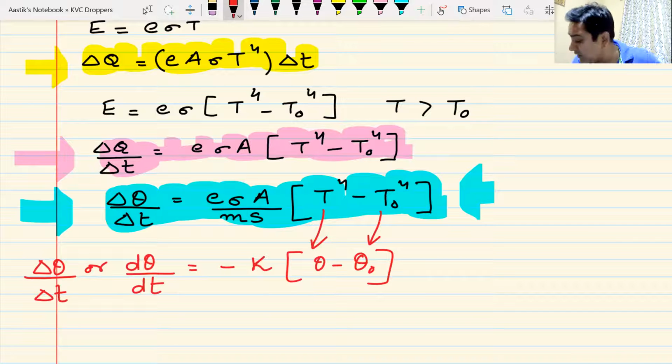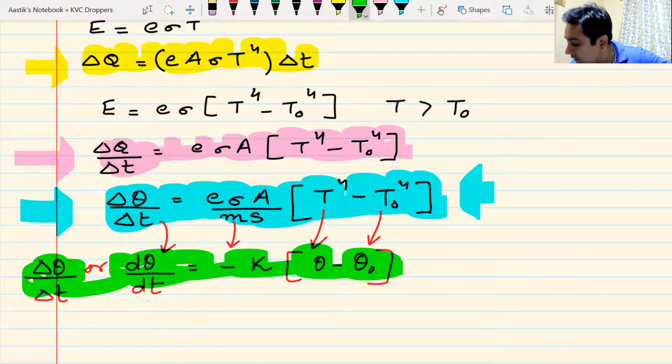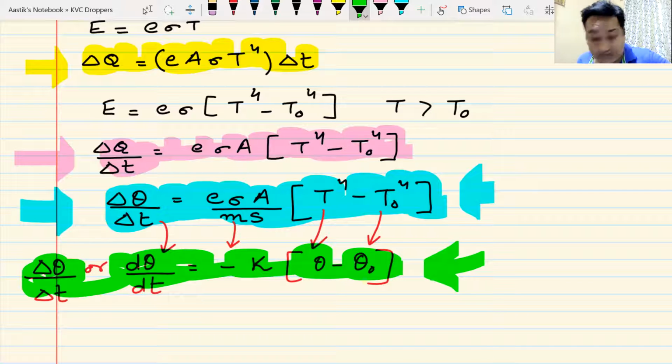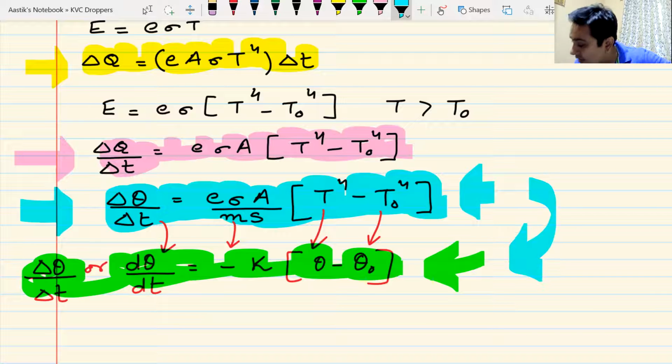Now you must say, sir, how can one rate of cooling have two different formulae? No, they are not two different formulas. When I say the lower formula, I mean the green formula. The green formula is derived from the blue formula. So this blue formula actually gives you this green formula. This green formula does not come from heaven. It has been derived from the blue formula.